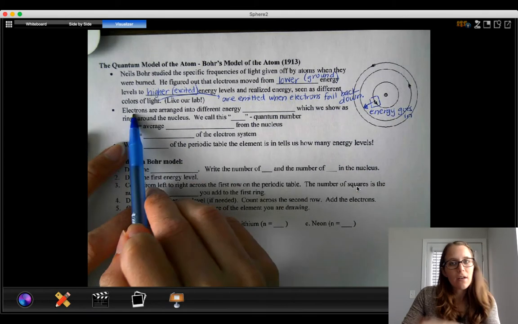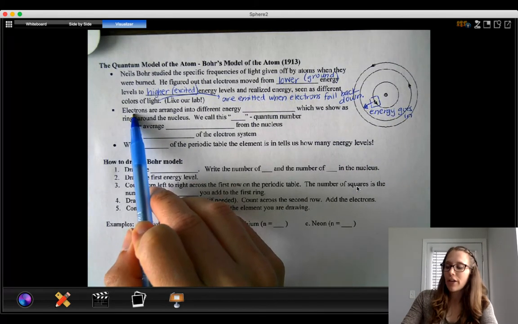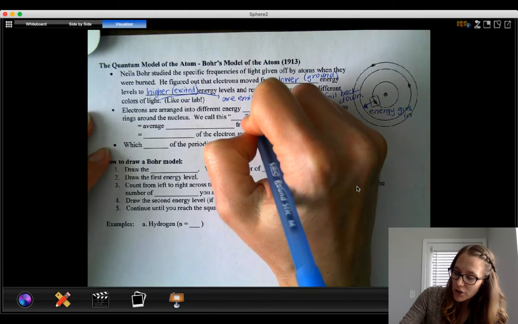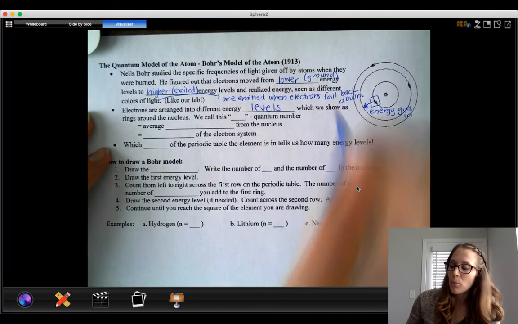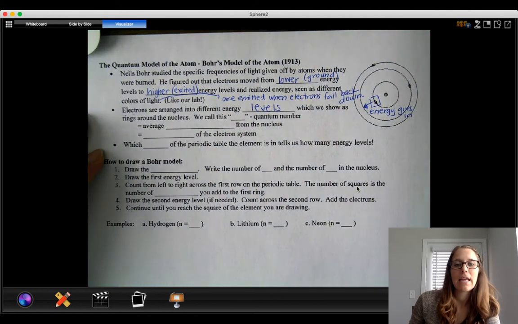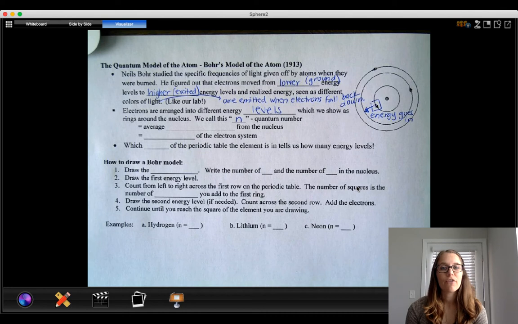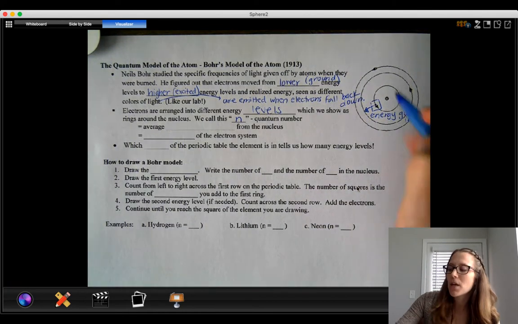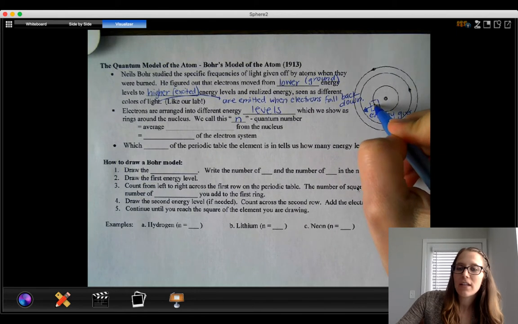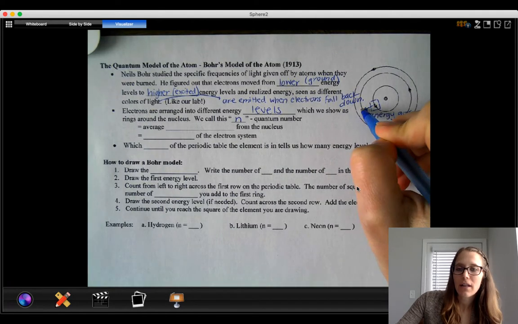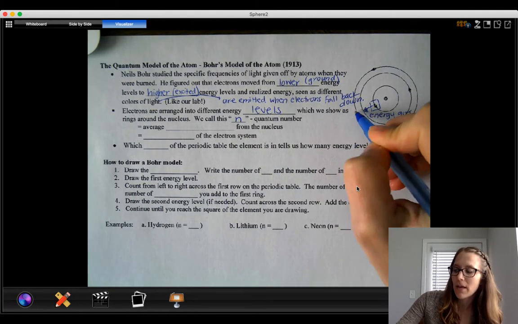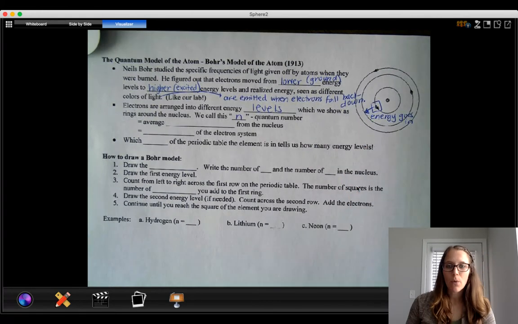Bohr, this is the information that he used in order to figure out that electrons are arranged into different energy levels, which we show as rings around the nucleus. And we give this a symbol. We call this N, which stands for the energy level. And this is called a quantum number because we actually number them. So if these electrons are in the first ring away from the nucleus, this is energy level 1, N equals 1. This is energy level 2, N equals 2. This would be N equals 3, and it would continue on.